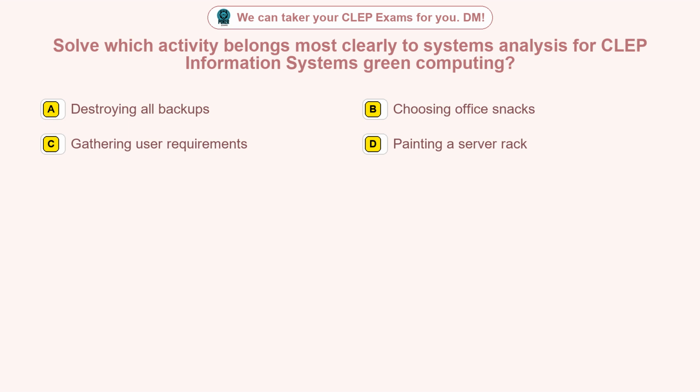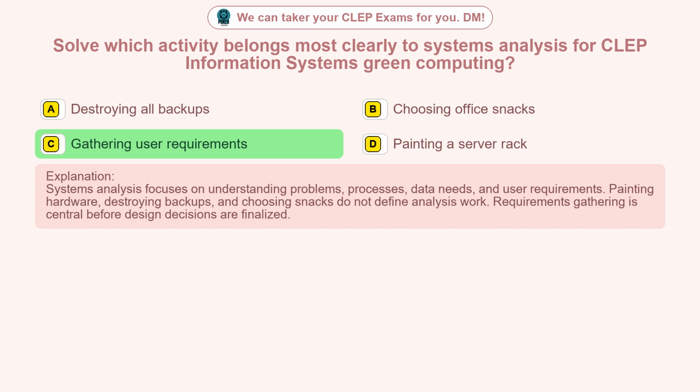Option A. Destroying all backups. Option B. Choosing office snacks. Option C. Gathering user requirements. Option D. Painting a server rack. The correct answer is option C. Gathering user requirements. Systems analysis focuses on understanding problems, processes, data needs, and user requirements.